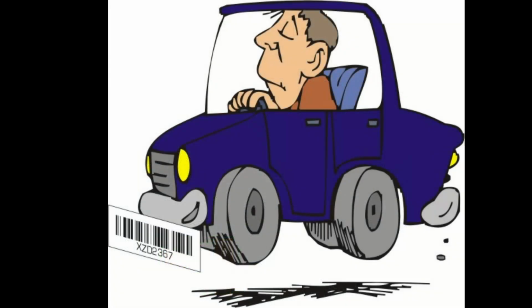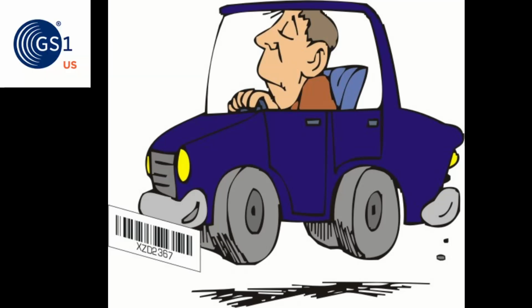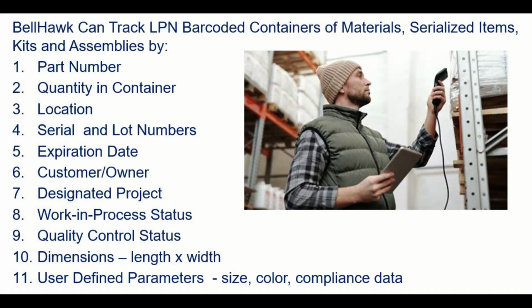Why use LPN methods? License plate number, LPN, tracking gets its name from how the Registry of Motor Vehicles, in each state in the USA, tracks cars and trucks. They assign a unique tracking number, license plate, to each vehicle and then keep all the information about that vehicle in a computer database. BellHawk uses a similar principle with industrial LPN tracking, where the unique tracking numbers for each container or serialized item may be locally assigned, for local use, or are assigned based on GS1, Global Standards 1, globally unique identifiers.